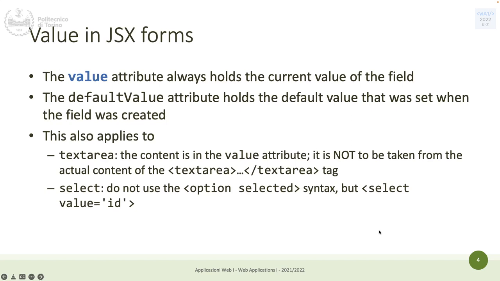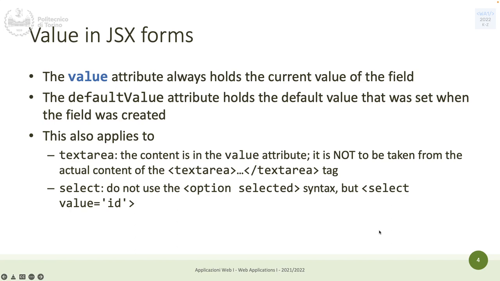So for instance, and this is one important thing in forms in React, the value attribute always holds the current value of the field. So input type text value, something, that something is the current value of that field. And this applies if the input is text, number, date, etc. For all elements, value is the attribute holding the current value of the field. Default value exists and holds the default value that was set when the field was created at the beginning. And this applies to all the elements.